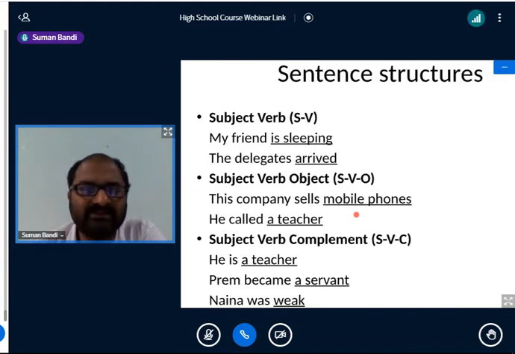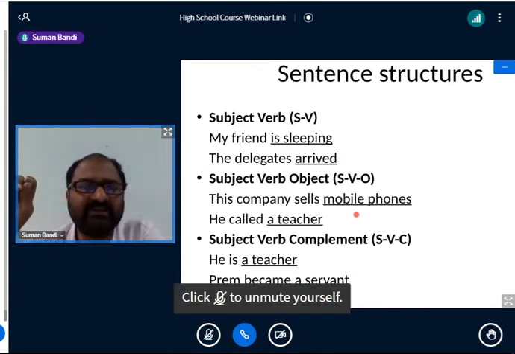When you analyze students' speech or students' writing, you should be able to identify their mistakes and categorize them. For example, not only knowing that there is a mistake, but what kind of mistake is this? Is this mistake related to sentence structure? Is this related to some grammatical aspect? Is this related to word formation, etc.?